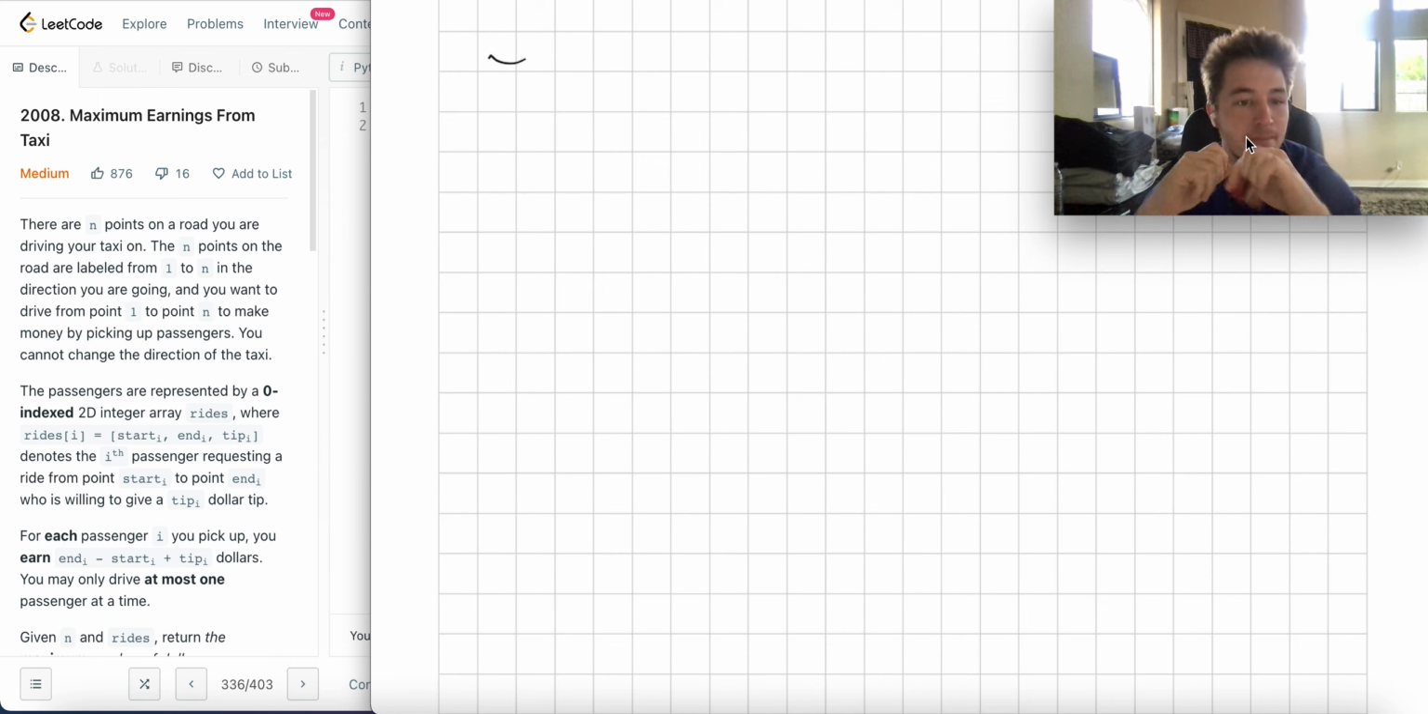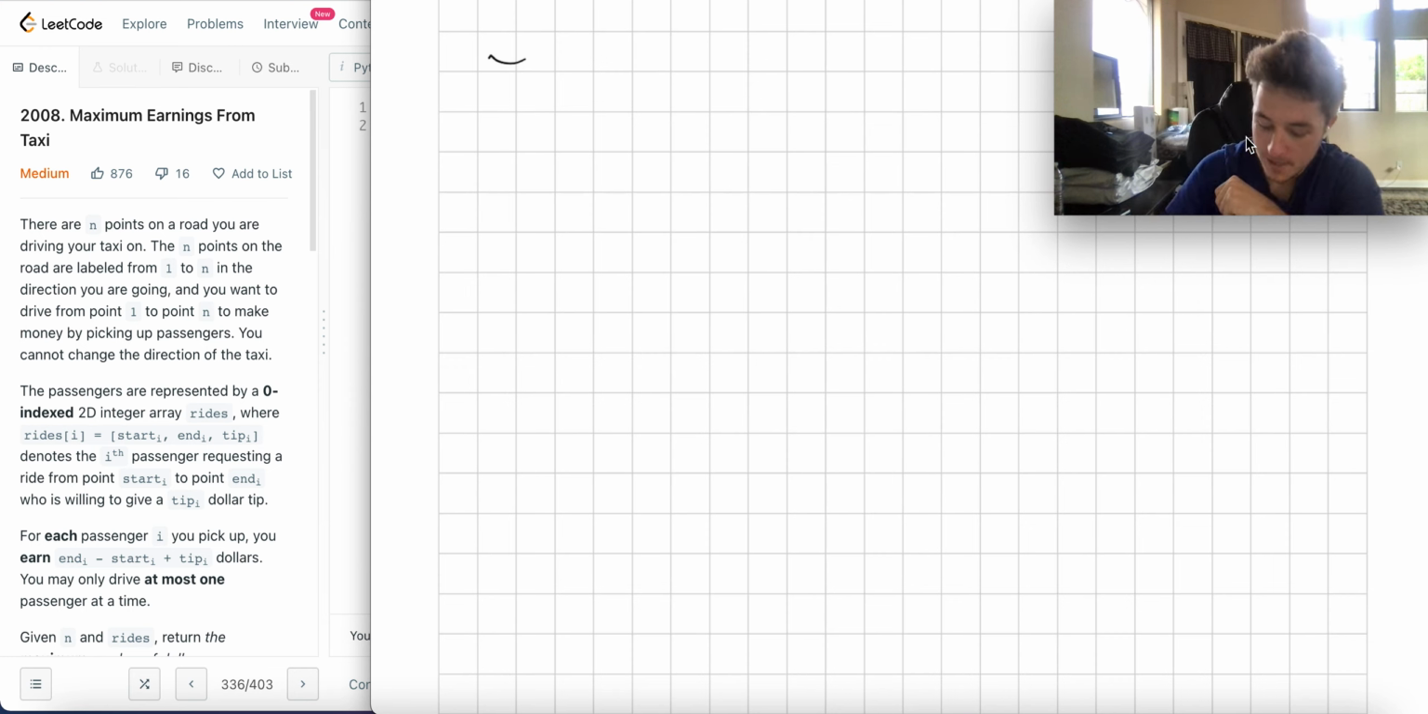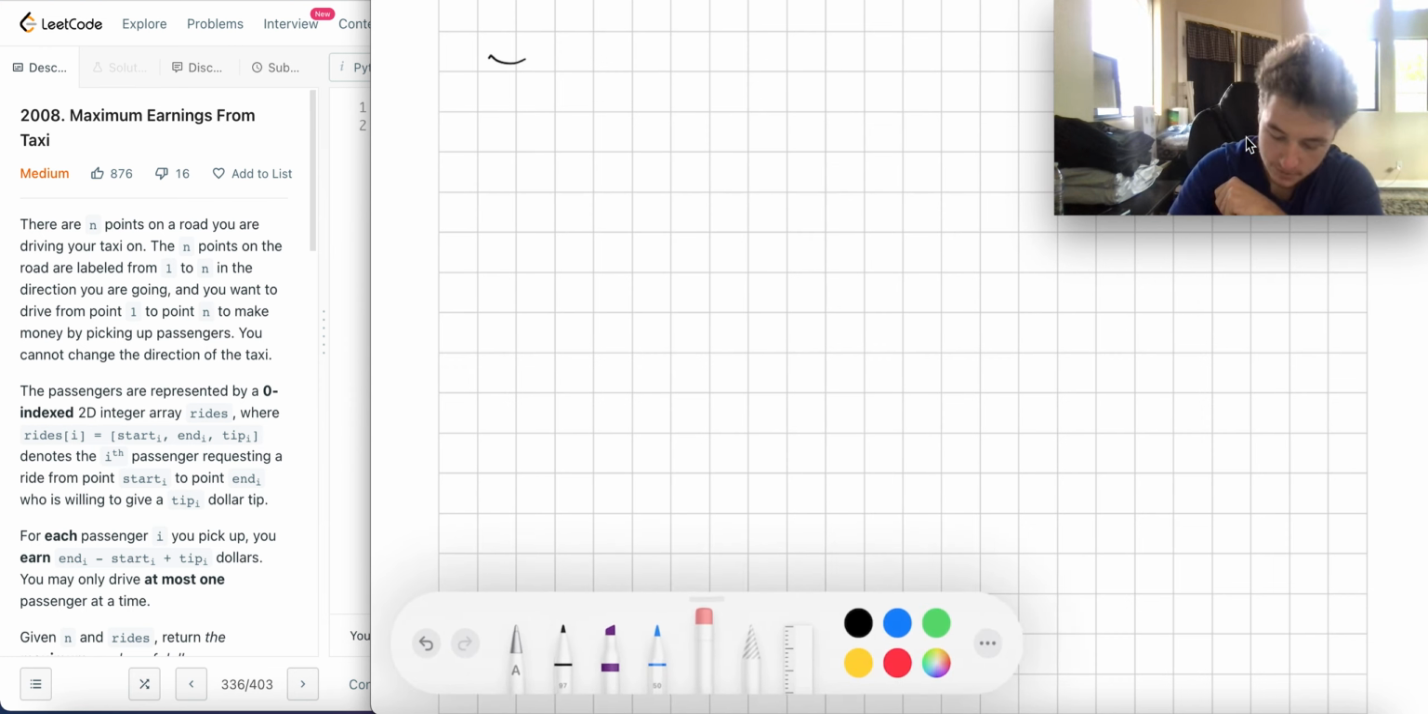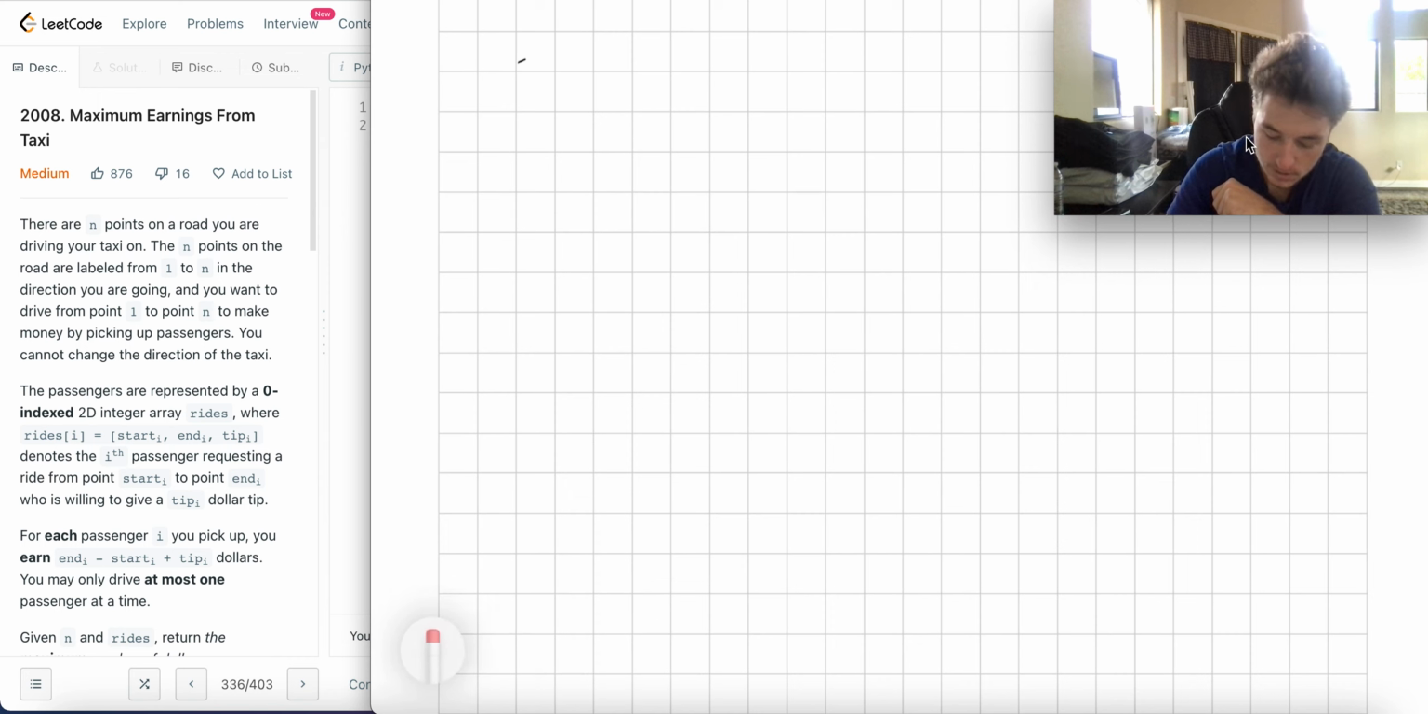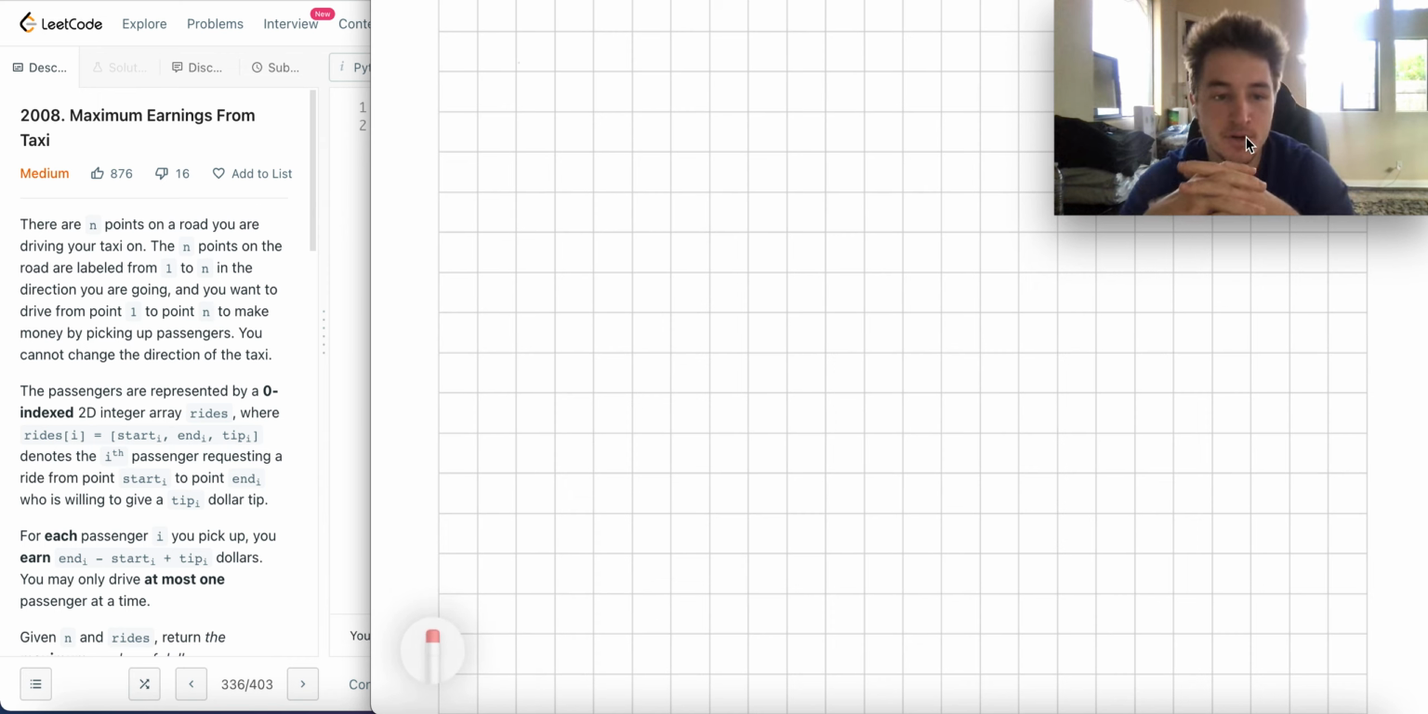So today we're going to do the problem Maximum Earnings From a Taxi. Full disclosure, I haven't had a chance to look at this problem yet. So hopefully I can figure out the right approach to solve it in real time, and it'll give you an opportunity to see someone walk through the required steps and intuition needed to solve these problems.